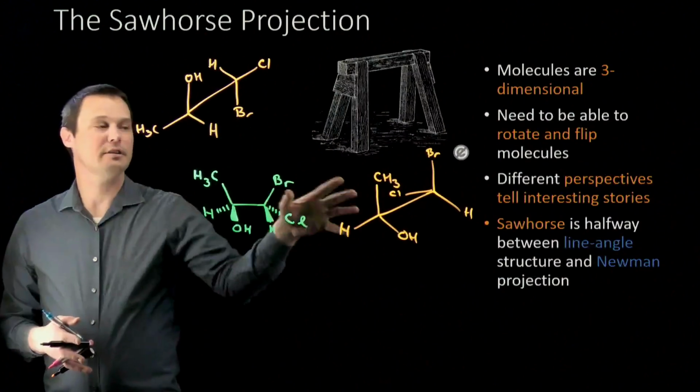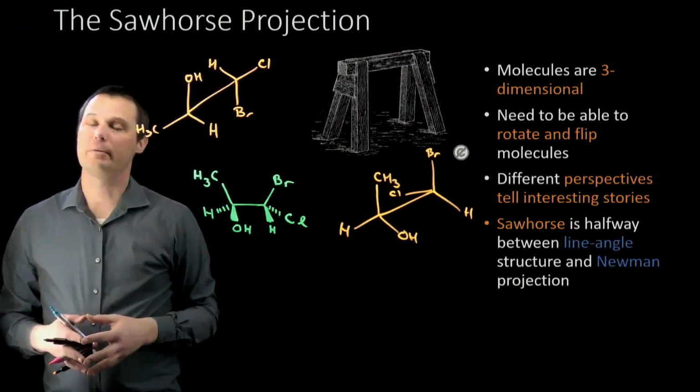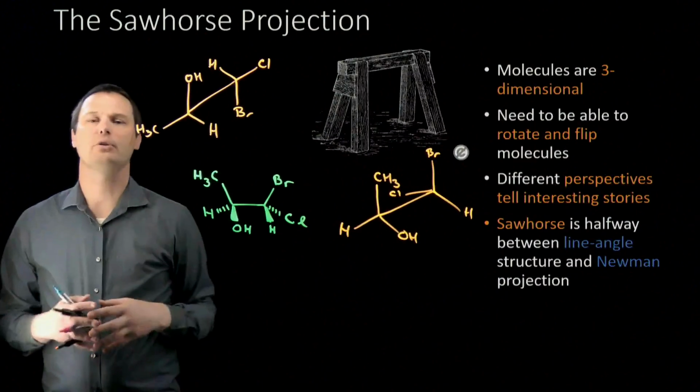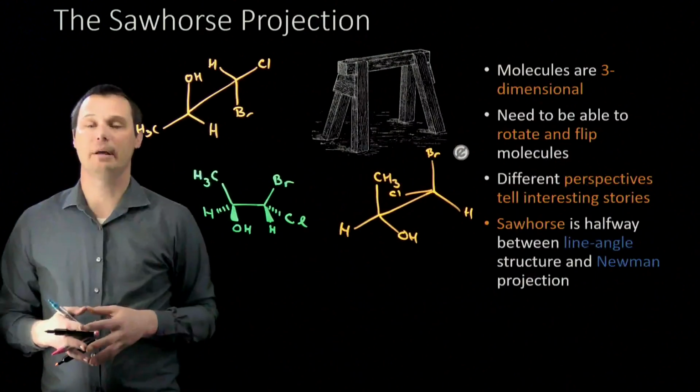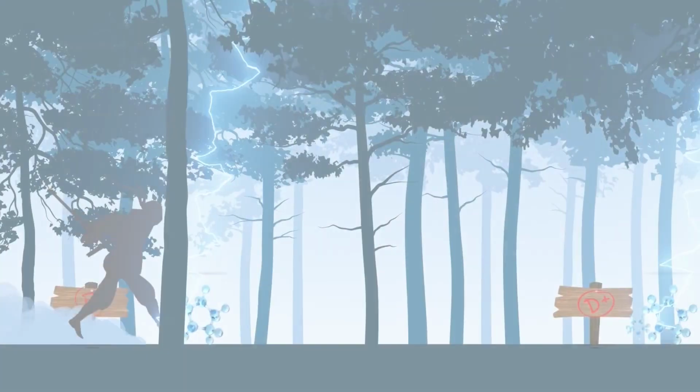The Sawhorse projection is a different projection of the same molecule in three-dimensional space. We're not allowed to change the molecule. We can only change our perspective of the molecule in three-dimensional space.